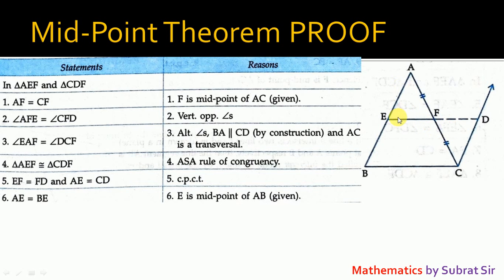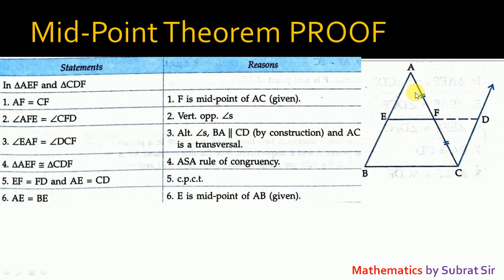Then angle EAF is equal to angle DCF, because these two are alternate angles. These two lines BA and CD are parallel to each other by construction, and AC is the transversal here. That's why these two are alternate angles, and that's why they are equal. So in these two triangles, according to the ASA rule, because two angles and the included side are equal, we can write that these two triangles are congruent.